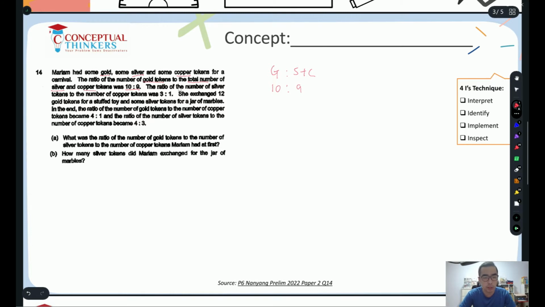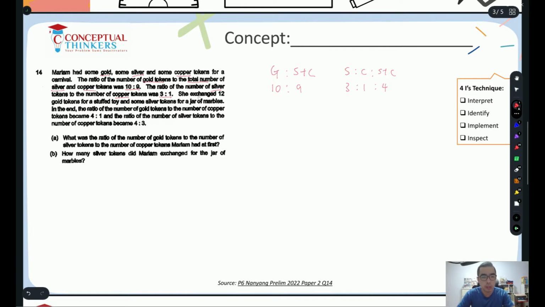Next, let's continue. The ratio of the number of silver tokens to copper tokens was 3:1. So we have silver and copper, that will give me silver plus copper, so 3:1, so this is 4. Now if you just look at these two ratios, you really start to identify that this S plus C is actually a repeated identity. So that will be one of the concepts they try to test here.